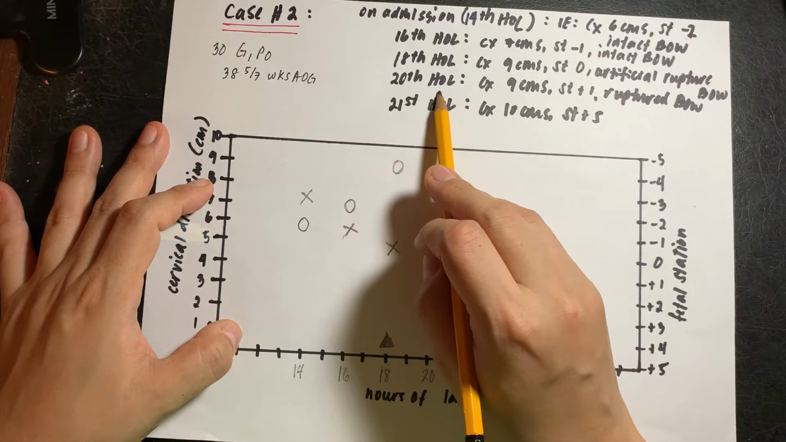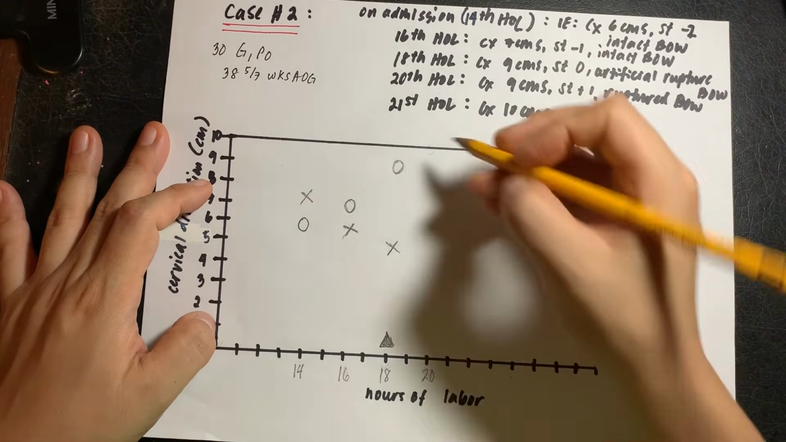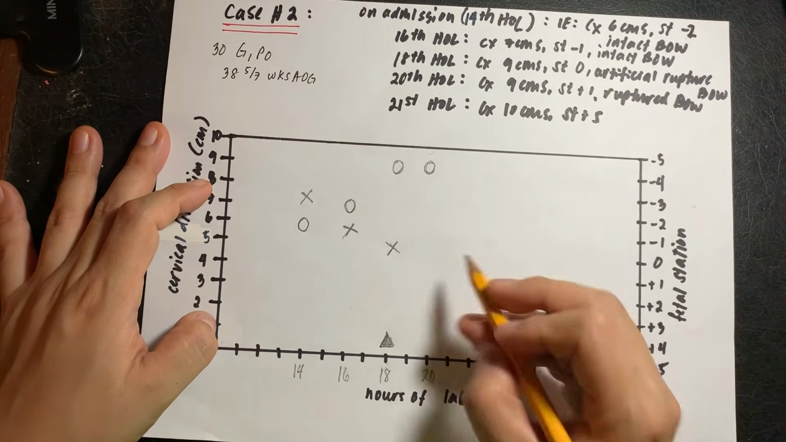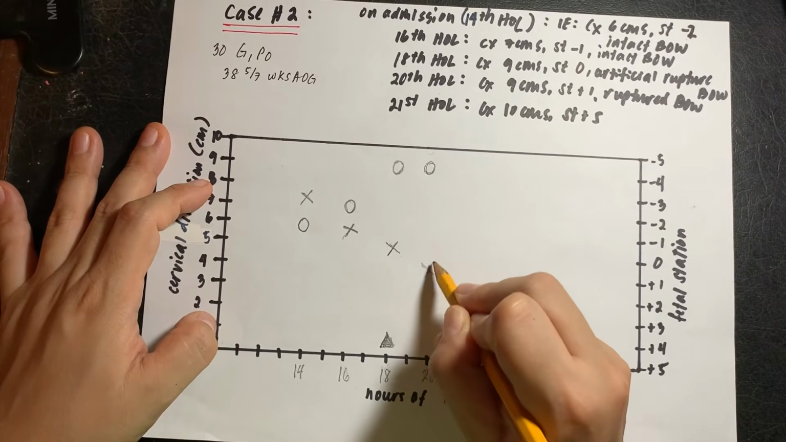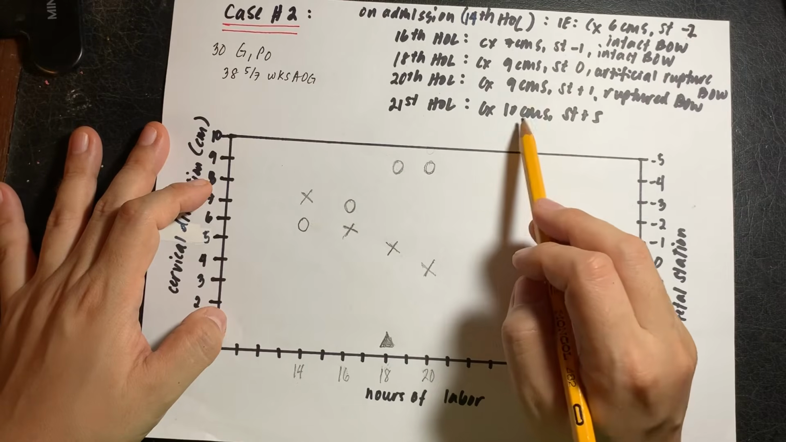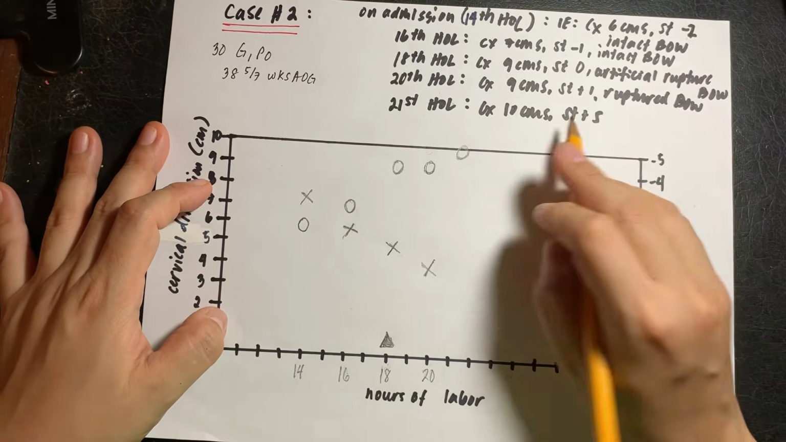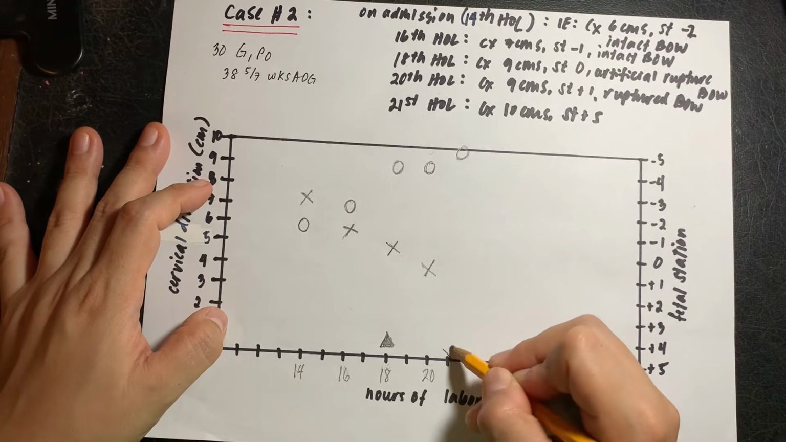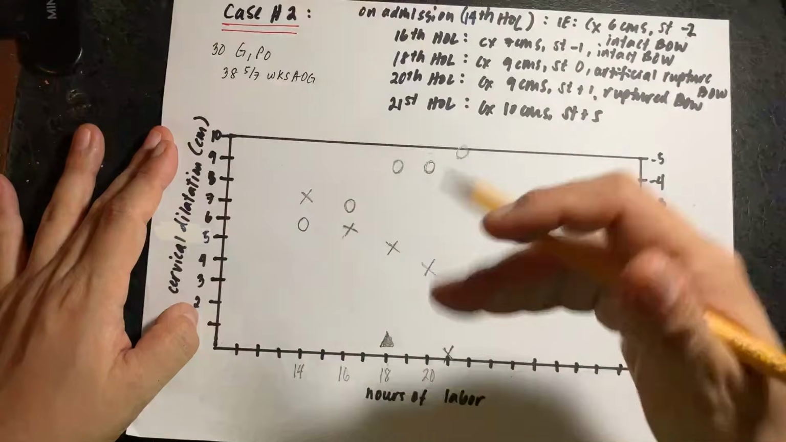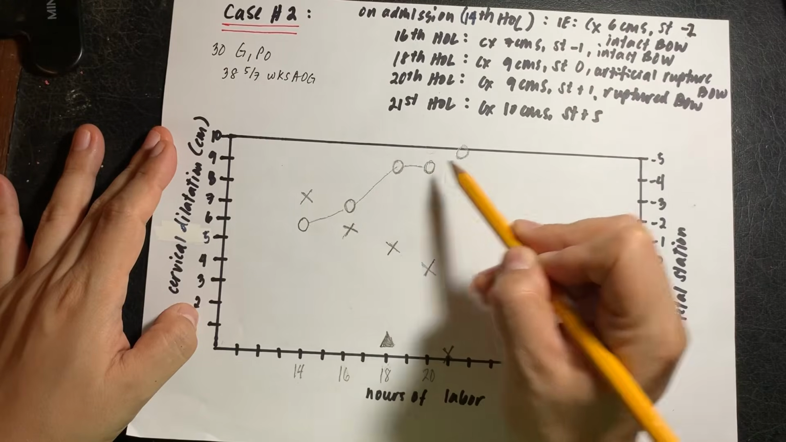On the 20th hour of labor, the cervix is 9 centimeters dilated, and station +1. Then on the 21st hour of labor, the cervix is fully dilated at 10 centimeters, station +5. Alright, we'll just connect the dots and connect the X's, or connect the circles and the X's, with a line. Like so.